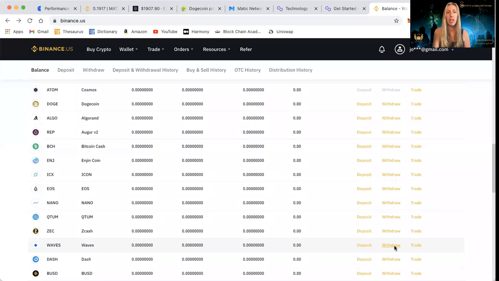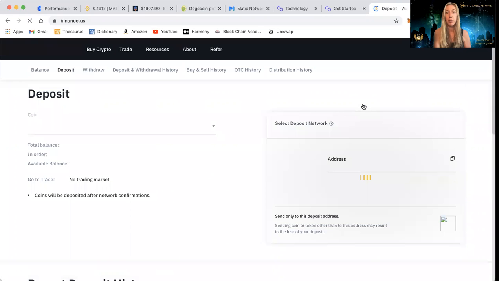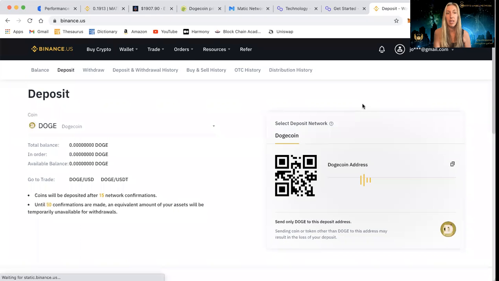So let me go ahead and share my screen. Here we go. I have not gone through this. I've transferred other things before, but I'm just going to show you here. I'm in Binance US, and we can see Dogecoin. I want to deposit here. I'm not trading it, and I'm not withdrawing it. I'm depositing. So I'm going to click on here to get my deposit address.